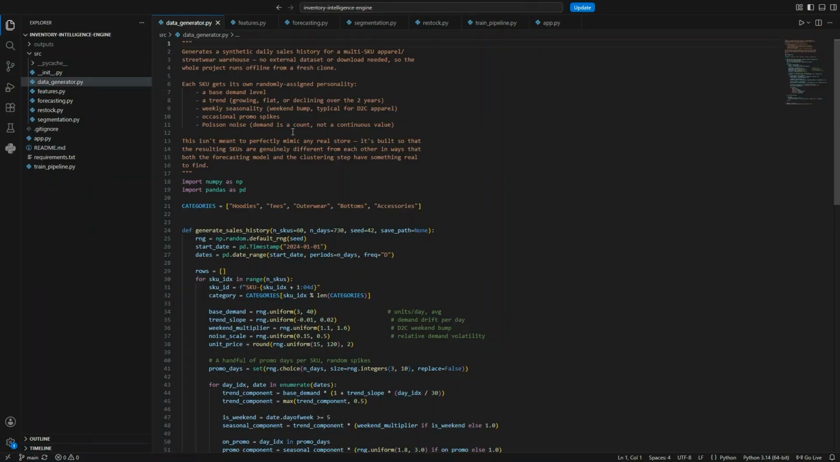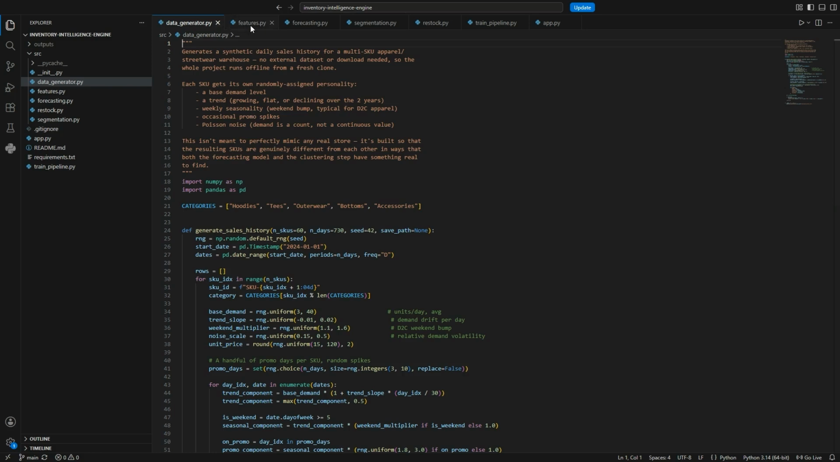There are a total of 7 files doing all the work. Let me walk through what each one does. The first one is datagenerator.py. This generates 2 years of daily sales for 60 synthetic SKUs across 5 apparel categories. No external dataset needed. Runs fully offline. Each SKU gets its own demand level, trend, weekend seasonality, and random promo spikes. So every SKU genuinely behaves differently, which both models downstream depend on.